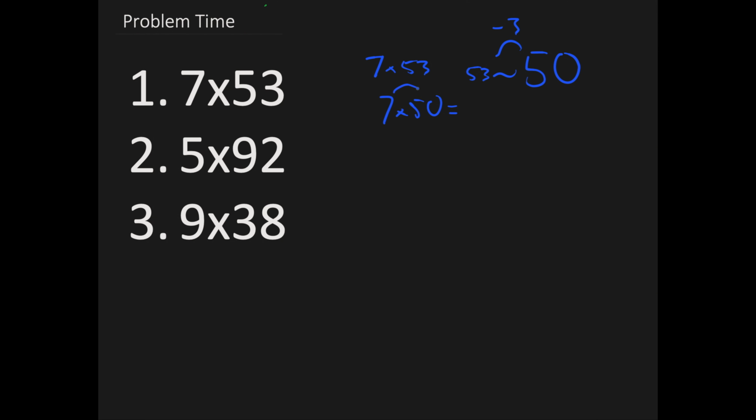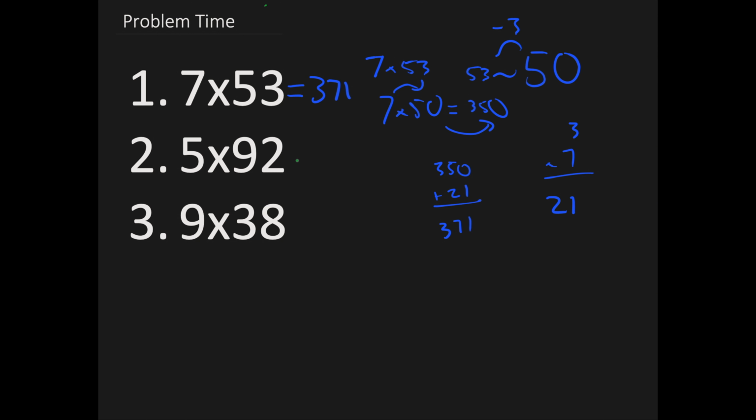And now we do this. We have 7 times 5. That's 35. We add 0, 350. But since we subtracted 3 groups of 7, we have to add 3 groups of 7. So we have 3 times 7. You should know what this is. It's 21. 350 plus 21 is 371. So 7 times 53 equals 371.